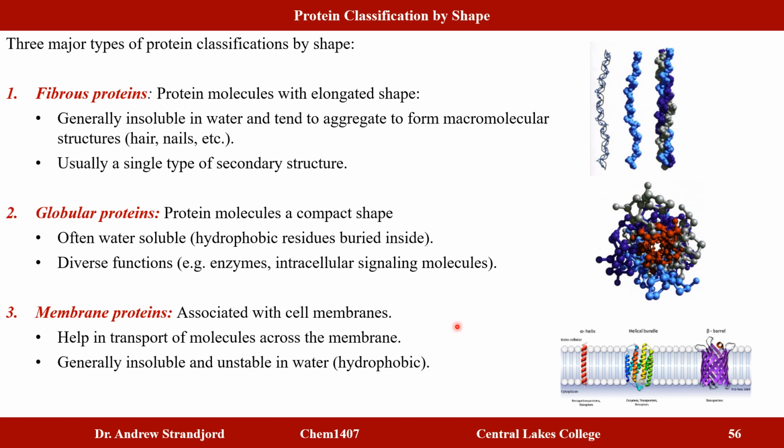And finally, membrane proteins are another class, and they're always associated with membranes. If we look at a bilipid layer made out of fatty acids, we need some way of getting materials into the cell or out of the cell. It turns out that proteins act as a conduit to help transfer molecules across that membrane. These are typically insoluble and unstable in water, meaning that they like to be in that membrane.